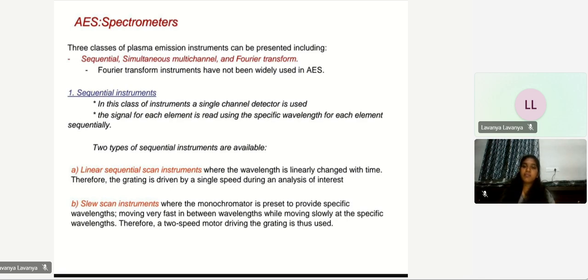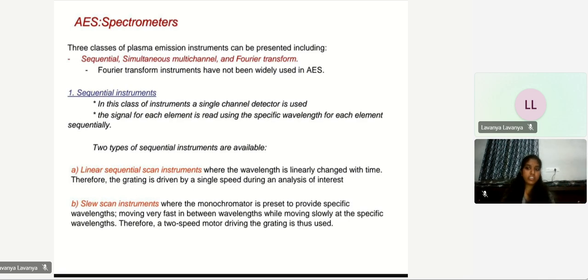Three classes of plasma emission instruments can be presented: sequential, simultaneous multi-channel, and Fourier transform. Fourier transform instruments have not been widely used in atomic emission spectroscopy. In sequential instruments, only a single channel detector is present. Single channel means only one channel is present, not multiple channels in the detector. Each element is read sequentially using the specific wavelength for that element.